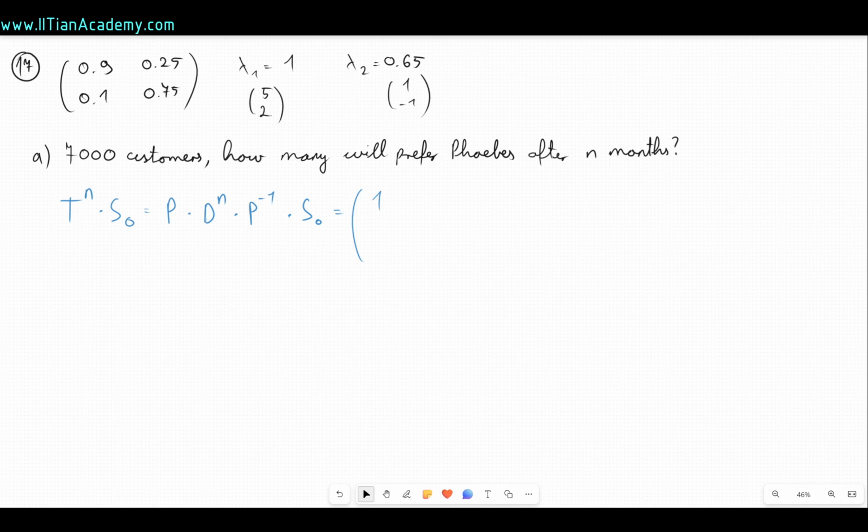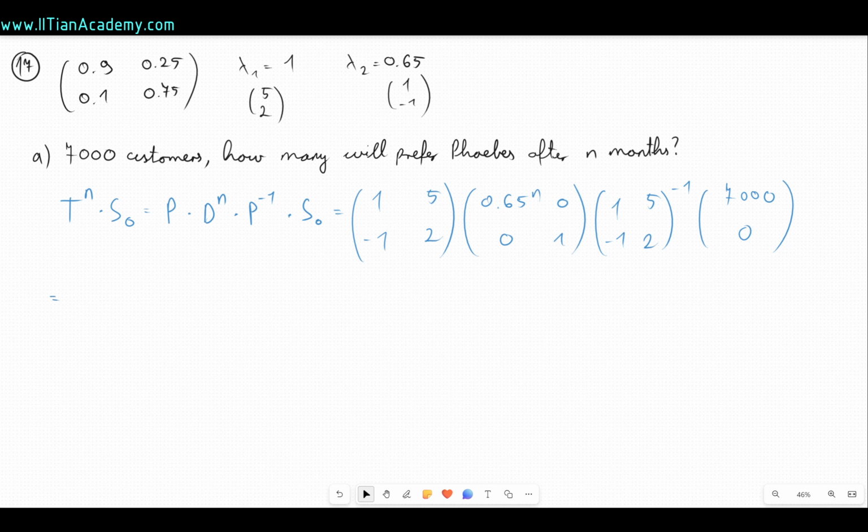So the first eigenvector can be (1, 1), and for lambda 2 it was (5, -2). This was multiplied with the diagonal matrix of 1, 0, 0, and 0.65 to the n. This is multiplied with the inverse of this matrix, and multiplied with 7,000 and 0. So all we need to do now is start simplifying this.